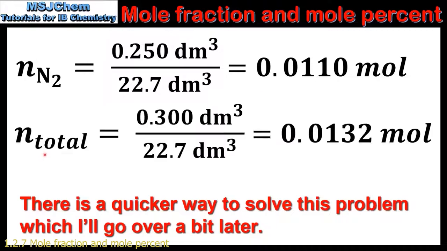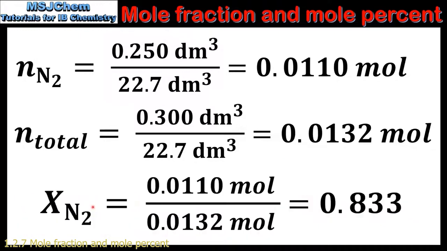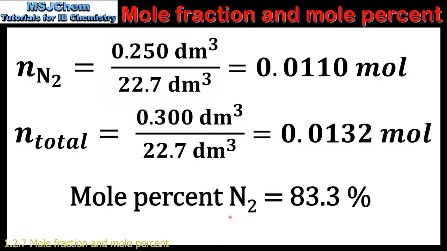Next, we find the total amount in moles in the mixture. The total volume is 0.3 cubic decimeters, which we divide by the molar volume of a gas, also in cubic decimeters. And this gives us 0.0132 moles. So the mole fraction of nitrogen is the amount in moles of nitrogen divided by the total amount in moles of the mixture, which gives us a mole fraction of 0.833. To calculate the mole percent, we multiply the mole fraction by 100, which gives us 83.3%.